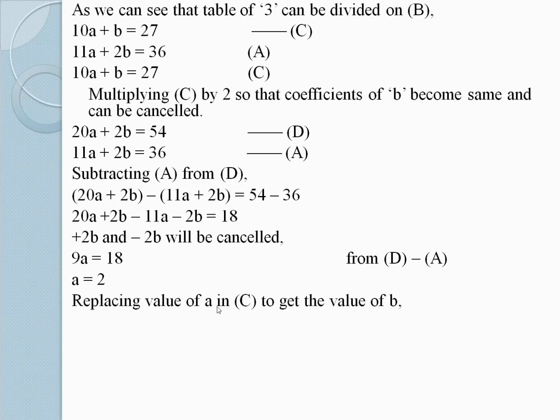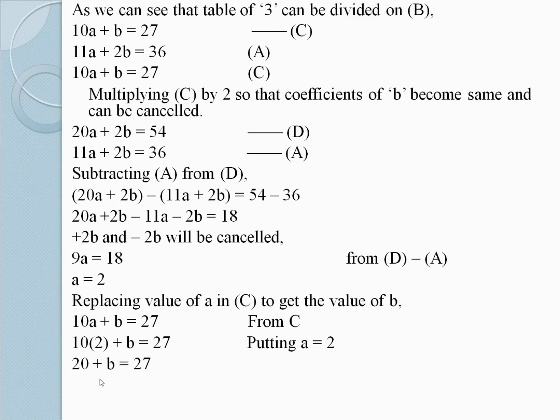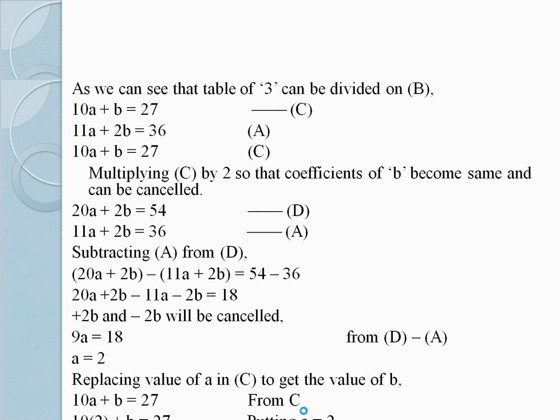Replacing the value of a in equation C to get the value of b. 10a plus b equals 27 from C. 10 into 2 plus b equals 27, putting a equals 2. 20 plus b equals 27. B equals 27 minus 20. Thus, a equals 2 and b equals 7 is the required answer.